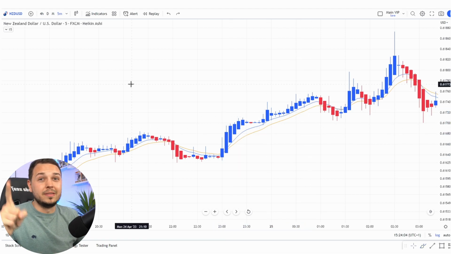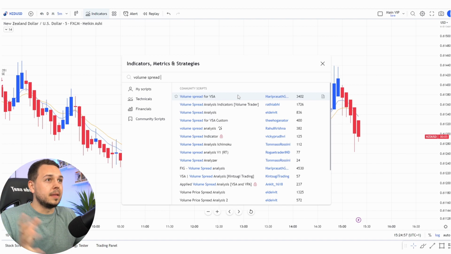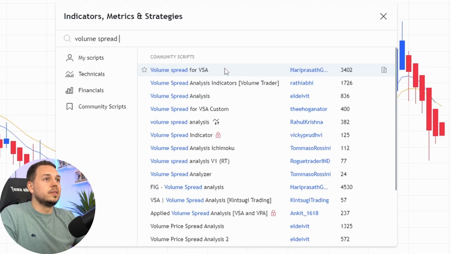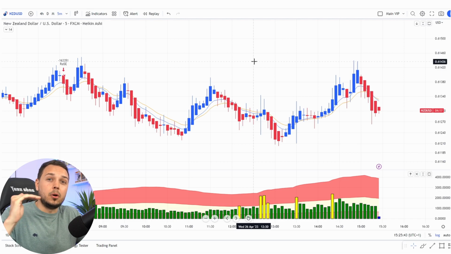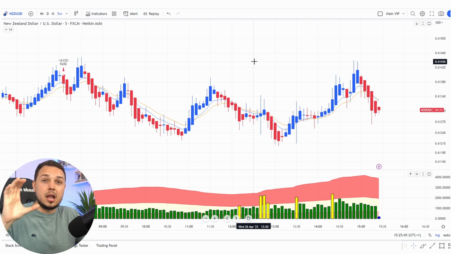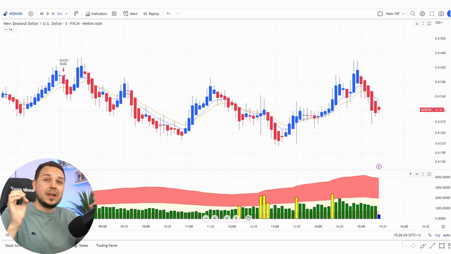We need one more indicator to make this really good. So head over to the indicator section on TradingView one more time and type in volume spread. It will be the first one in the community scripts, volume spread for VSA. Once you have added this powerful indicator on your charts, at the bottom you will see green bars, yellow, and even red, and these bars will show you the volume. And if you combine it just the right way, it brings you high probability setups, I can guarantee it.